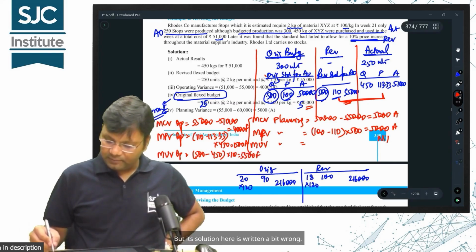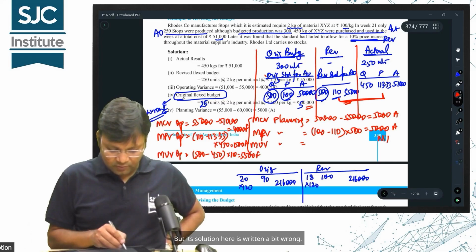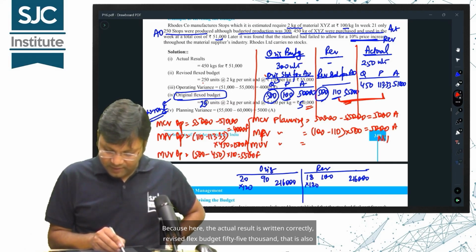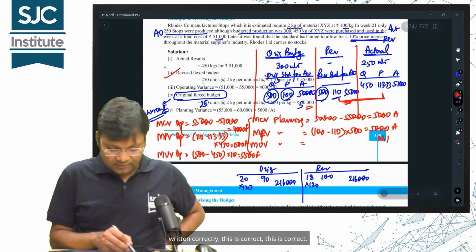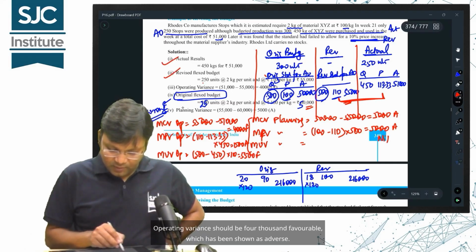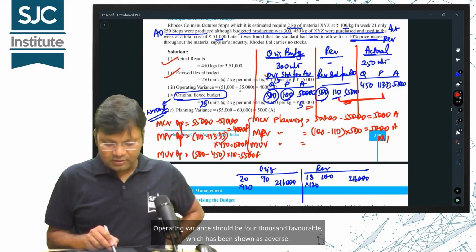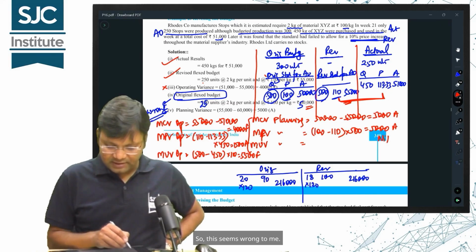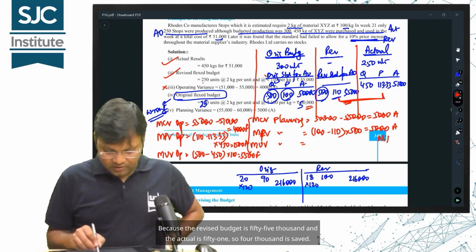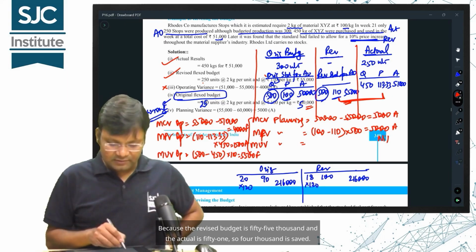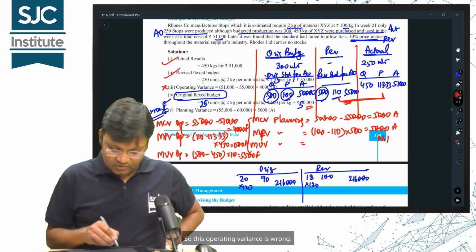See, it matches. But its solution here is written a bit wrong. Because here, the actual result is written correctly, revised flex budget 55,000, that is also written correctly, this is correct, this is correct. Operating variance should be 4,000 favorable, which has been shown as adverse. So, this seems wrong to me. Because the revised budget is 55,000 and the actual is 51, so 4,000 is saved. So this operating variance is wrong.